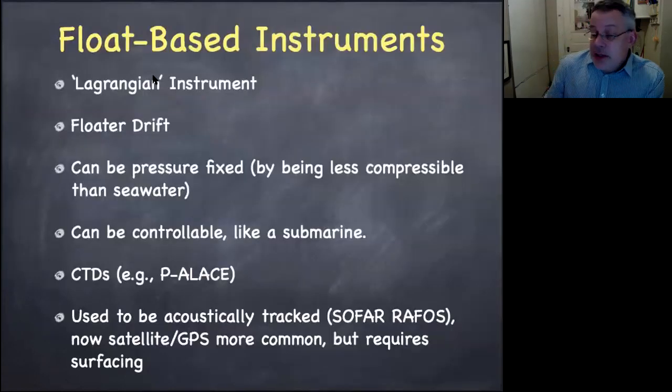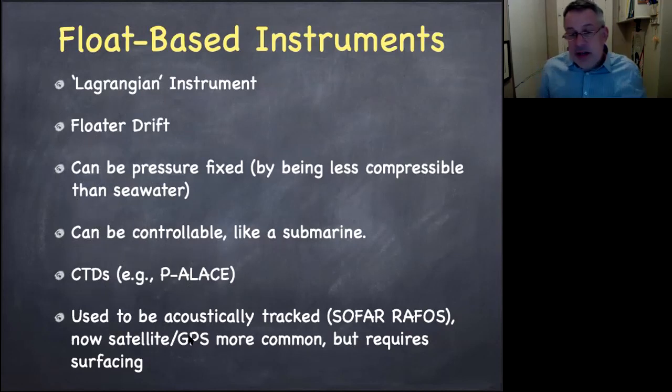These are Lagrangian instruments. They travel to some extent with at least the surface flow. They move around. You can set them to stay at a particular pressure or at a particular density. They can be kept at a particular depth or density, and they often are fitted with CTDs that give you a profile as they go up and down, or a time series at that particular depth or pressure level.